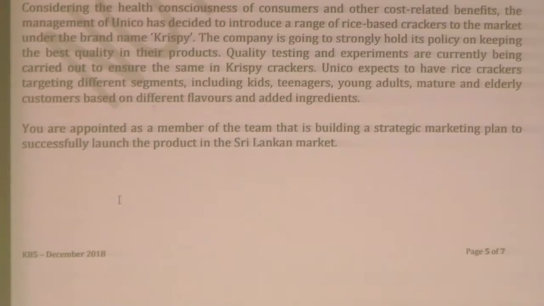The company is going to strongly hold its policy on keeping the best quality in their products. Quality testing and experiments are currently being carried out to ensure the same in crispy crackers. Unico expects to have rice crackers targeting different segments, including kids, teenagers, young, mature, and elderly. You know, mass product, right? Customers based on different flavors. Crispy crackers for kids, crispy crackers for teenagers, they can make like that.